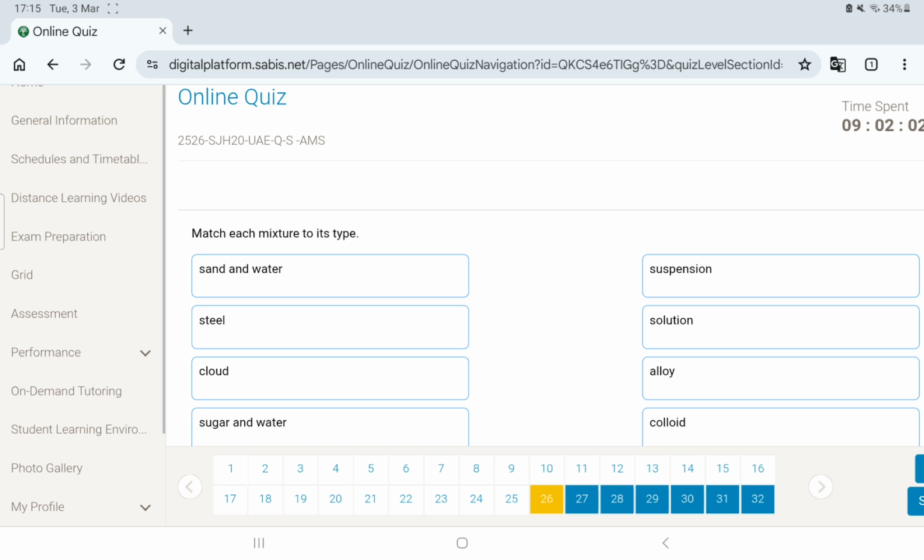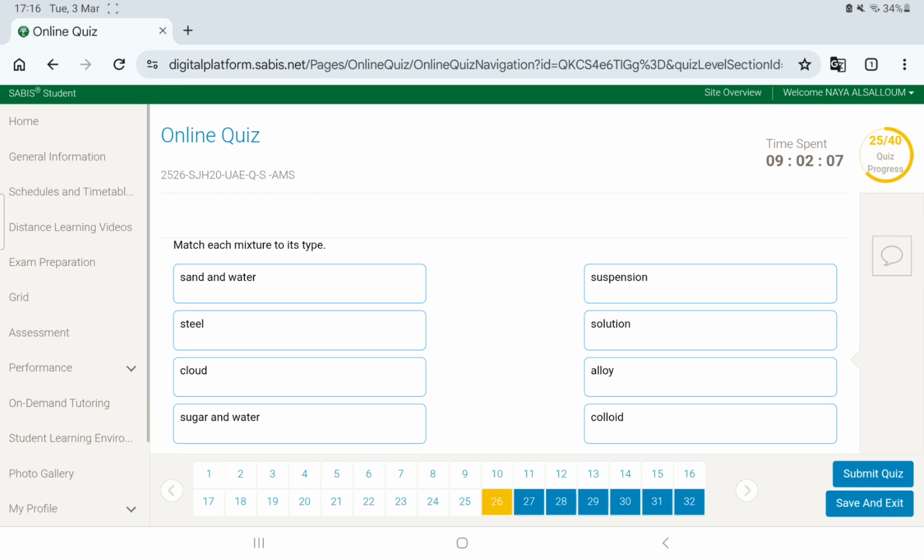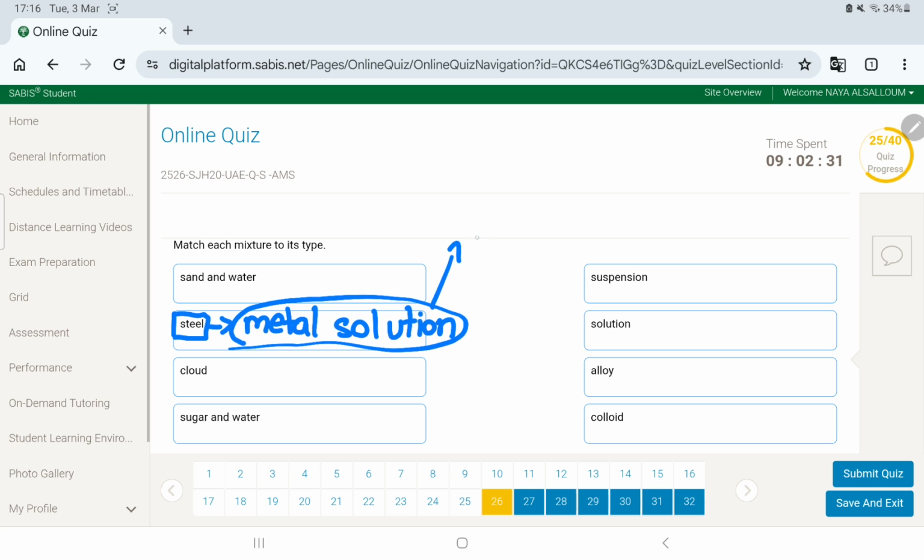Let's see. Match each mixture to its type. Okay, let's see what they have for us. Amazing. Let us start with the easiest one, which is steel. Now guys, what's steel? It's a metal solution. And what's a metal solution? A metal solution is an alloy, right? So which one says alloy? This one. Why? Because steel is a metal solution and metal solutions are called alloys.